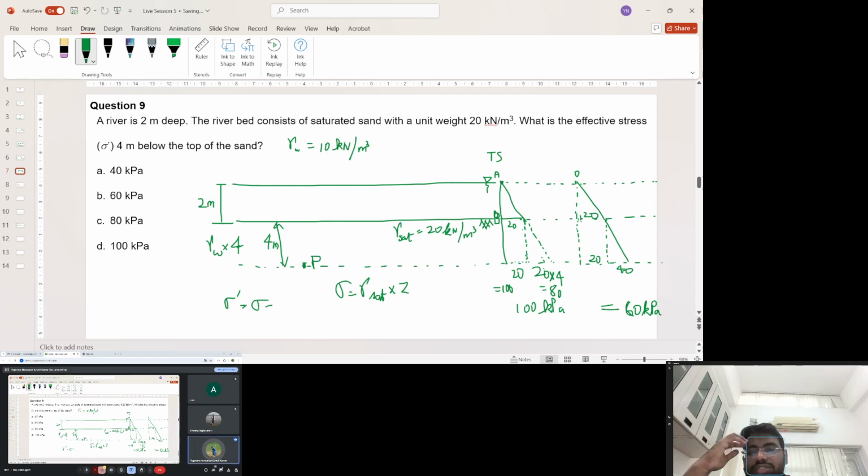So the effective stress is defined as total stress minus pore water pressure, right? Now it will be 100 minus 60, which will give 40 kPa.